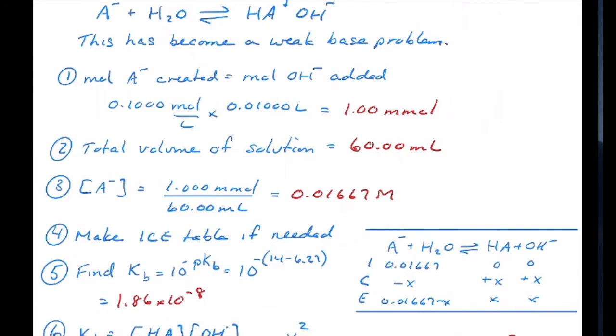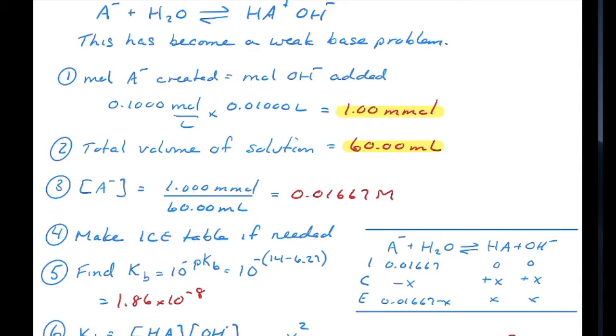So we need to figure out how many moles of A minus have been created, and that's going to equal the moles of OH minus that have been added, because all the OH minus has converted the HA into A minus. So the number of moles of OH minus is equal to the number of moles of A minus created. So we're going to have 1 millimole of A minus. And the total volume of the solution now is going to be important. We already determined that the equivalence point is at 10 milliliters. Initially we started with 50, so 50 plus 10, we got 60 milliliters as our total volume.